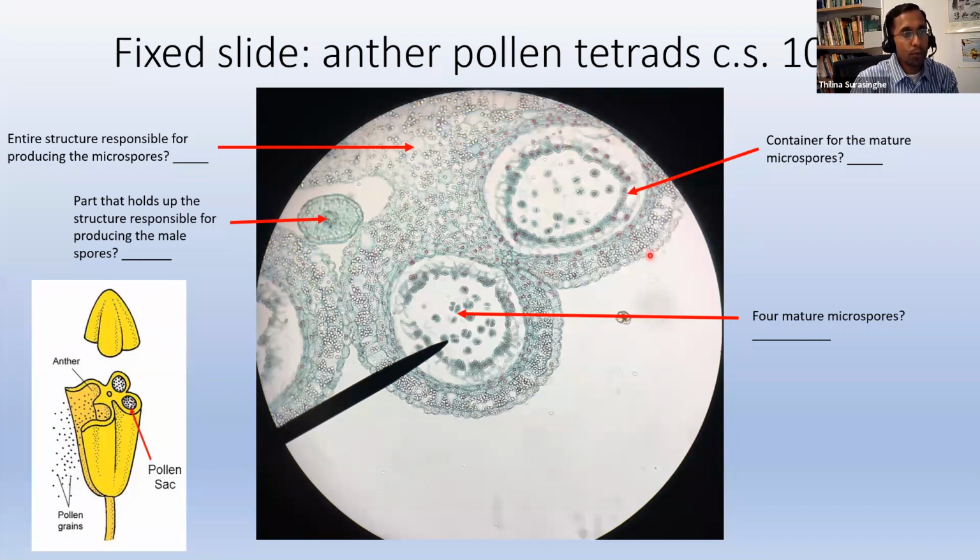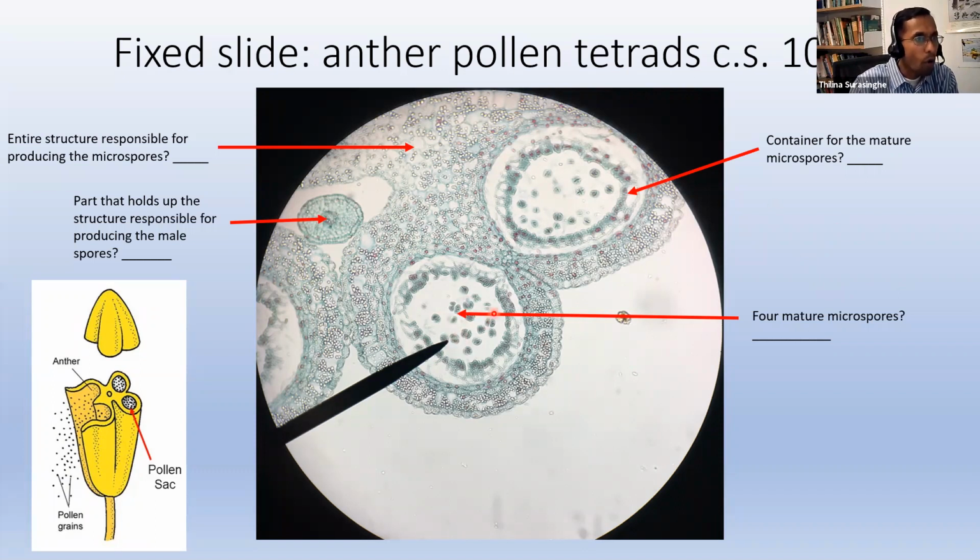This entire tissue, the entire structure responsible for producing male spores, microspores, is the anther, which is the same as this particular part. What you have inside a given anther is 4 pollen sacs, and pollen sacs are diploid. Pollen sacs, after undergoing meiosis, produce something called pollen tetrad. Tetrad means 4, like you can see over here, 4 sets of cells.